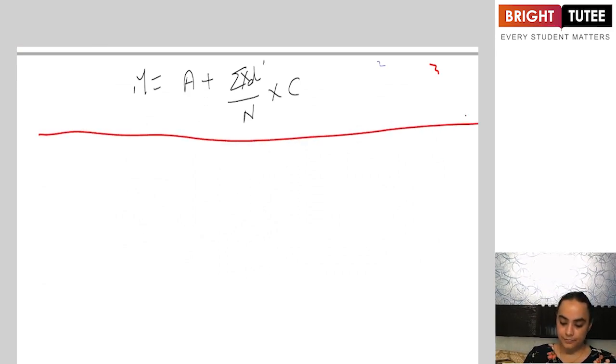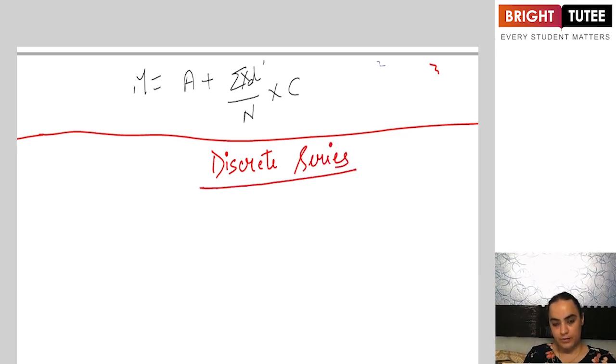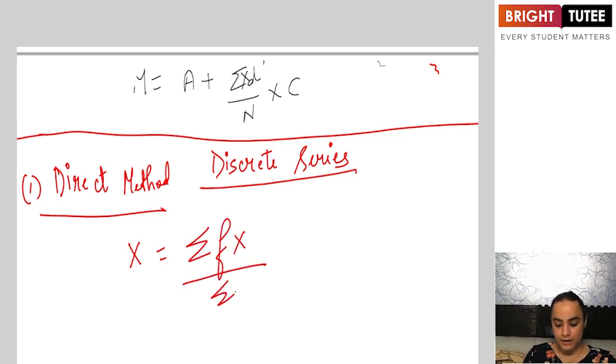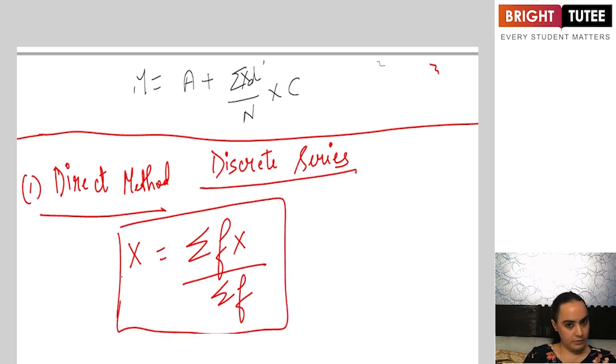Let's say now we are talking about the discrete series. And the first one is the direct method of calculating mean, right? What is my formula for calculating the mean by direct method? Sum of fX divided by sum of f. This is my formula. Correct?